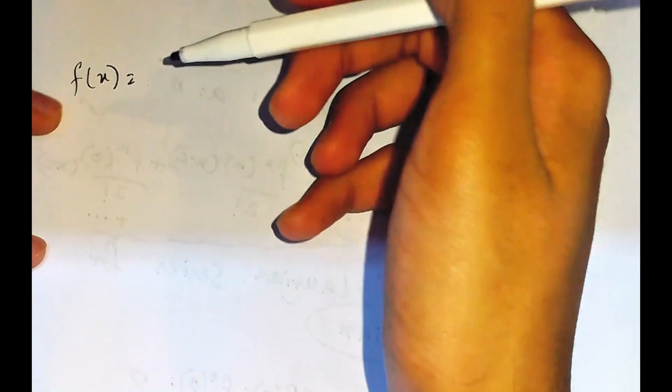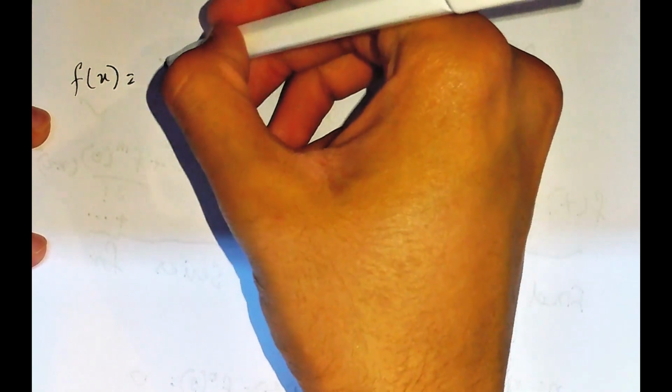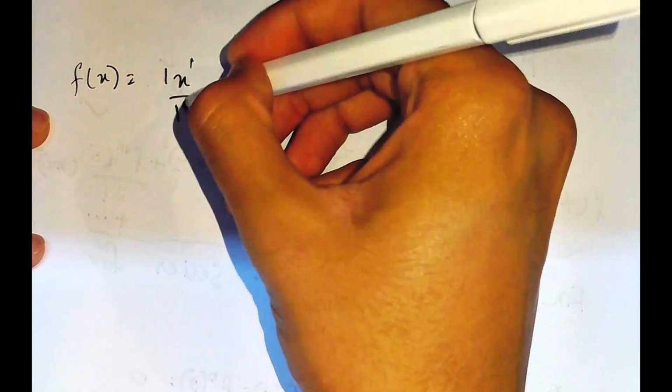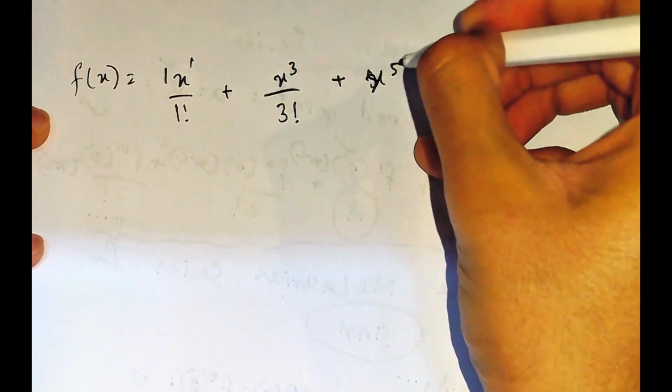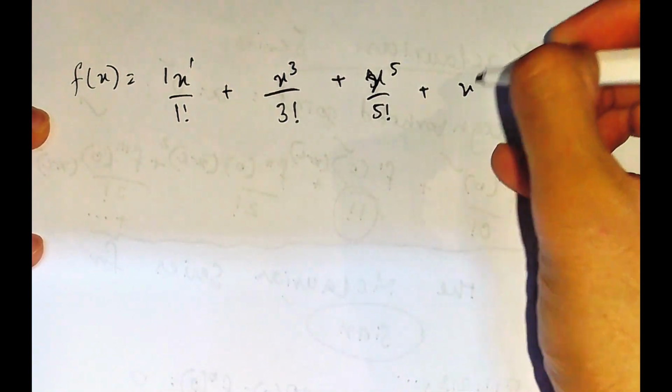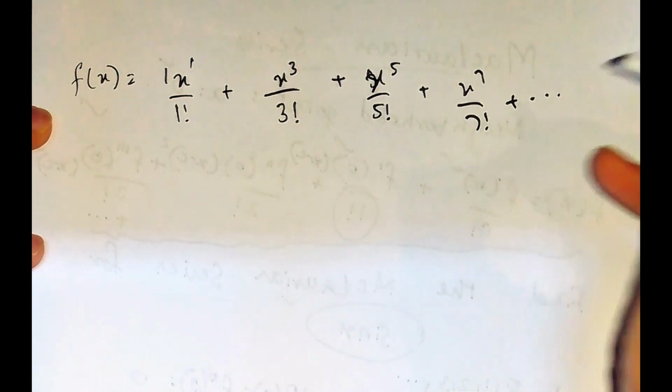So let's rewrite the Maclaurin series while ignoring the terms which are zero. The first power with the first factorial, then the third power with the third factorial, then x to the fifth divided by the fifth factorial, plus x to the seventh divided by the seventh factorial, and this is the final series for sin x.